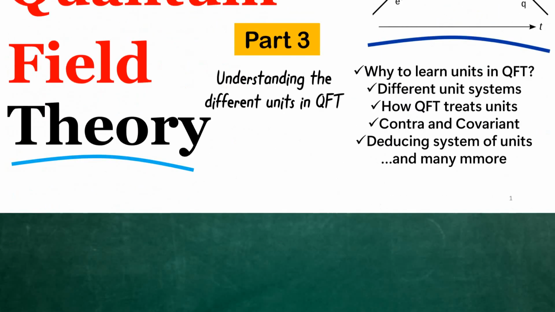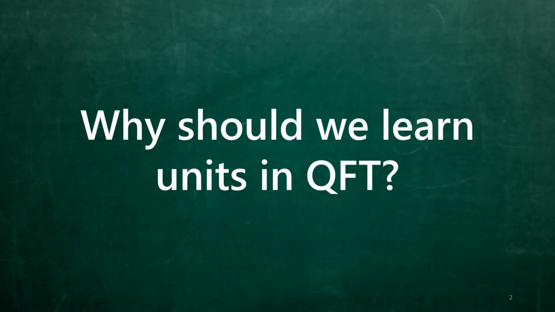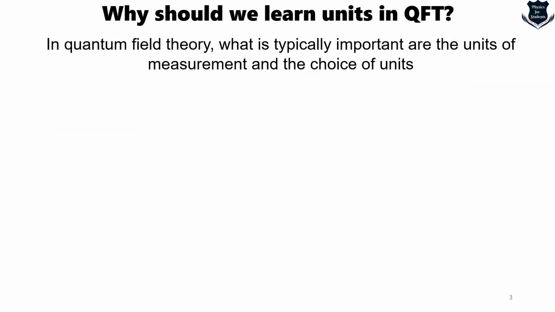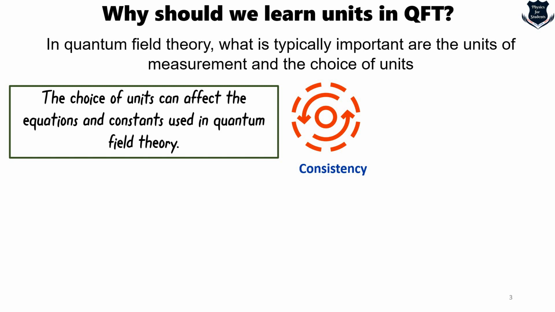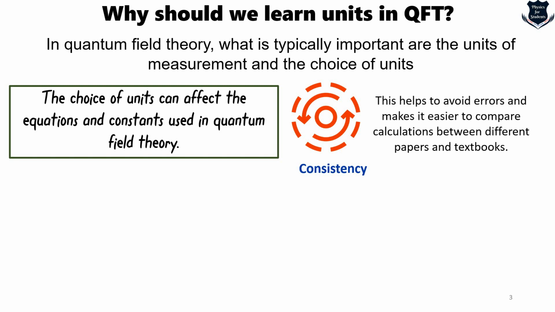So first, let us understand why we should learn units in quantum field theory. Units, CGS, the metric system, all these things we know. But the question is, why do we need to learn units in quantum field theory? So you see, in quantum field theory, what is typically important are the units of measurement and the choice of units. The choice of units can affect the equations, obviously, and the constants and different kinds of parameters used in field theory. So first would be consistency, because quantum field theory is a complex and sophisticated theory, and it is important to use consistency throughout the papers, books and whatever we read. This helps to avoid errors and makes it easier to compare calculations between different papers and textbooks.